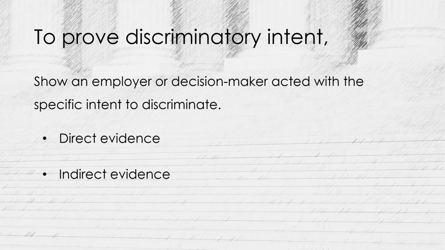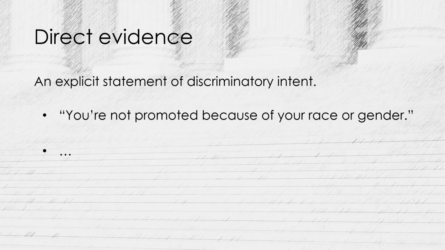How to prove discriminatory intent? To do so, we must show that our employer or decision maker acted with the specific intent to discriminate. This can be done through direct evidence or indirect evidence. Let's first look at direct evidence. It means an explicit statement of discriminatory intent.